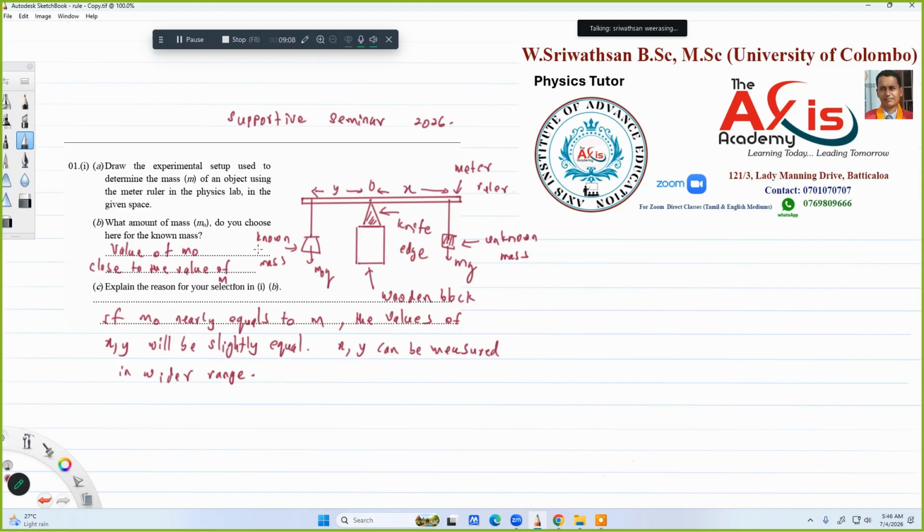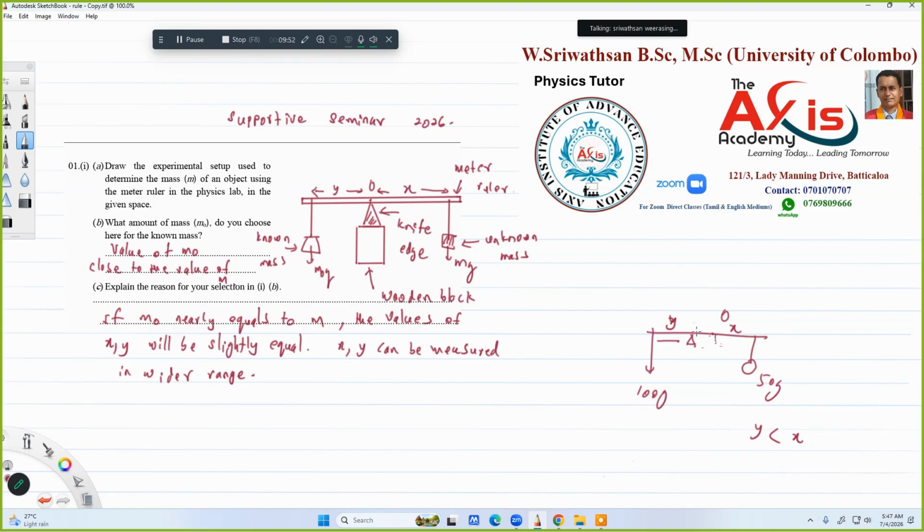Can be measured in wider range. Right, but if we keep this very much bigger than this, what will happen when we take moment? For example, the unknown mass is 50 gram, and this is 100 gram. Then at the equilibrium of the meter rod, this length will be smaller, because moment is mass weight into perpendicular distance. So y will be smaller than x.